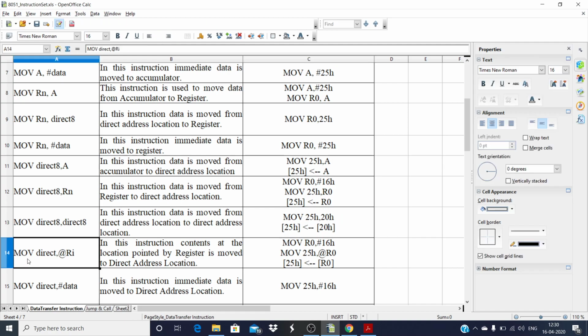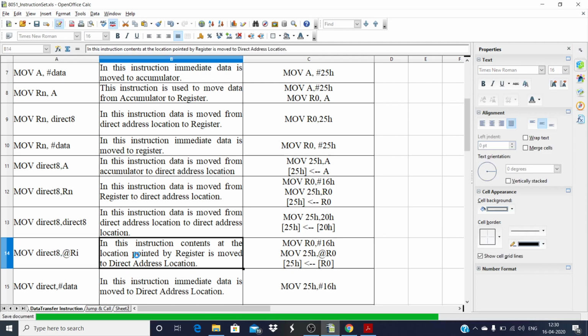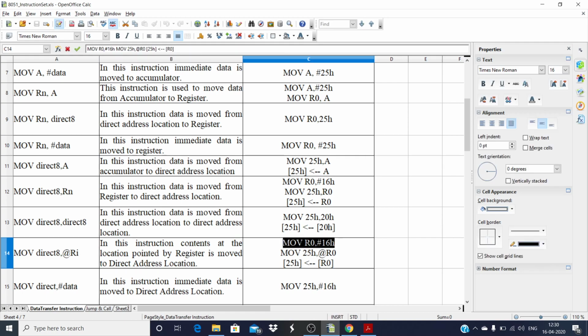Next instruction, move direct comma at the rate Ri, means the contents at the memory location pointed to by the register will be moved to the 8-bit direct address. For example, to simulate this, we'll take R0 and initialize it with value 16. Now R0 will become 16. Here in this instruction, at the rate R0 means the contents at location 16 will be moved to 25h.